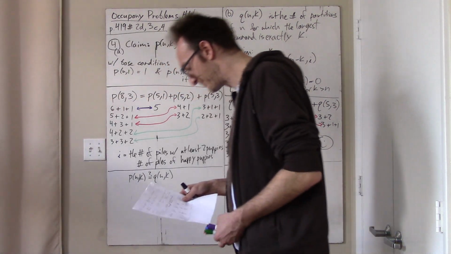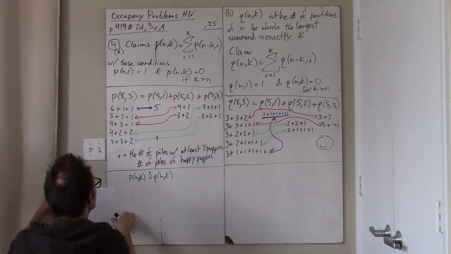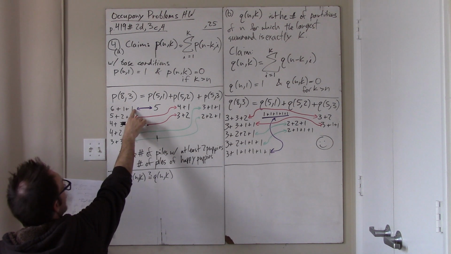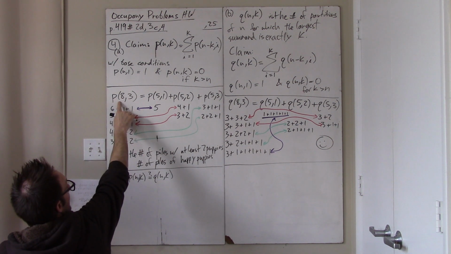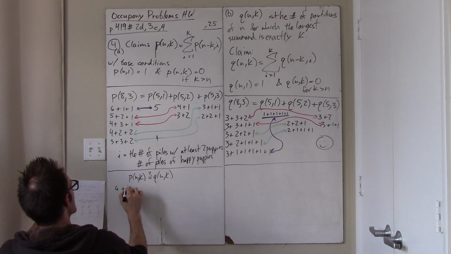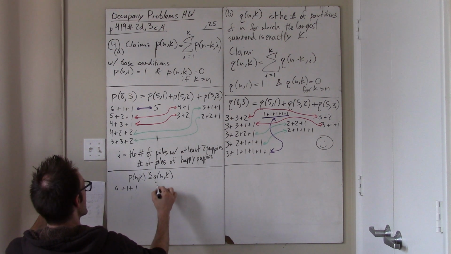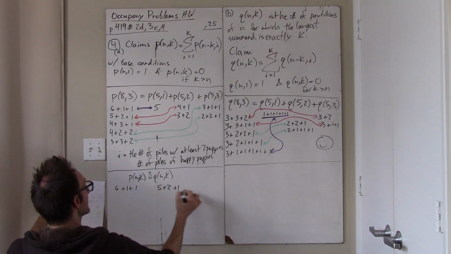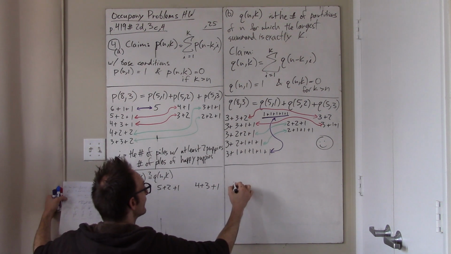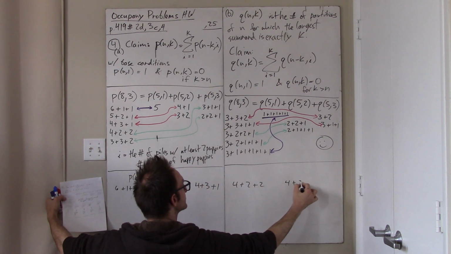Okay, so smart people have told me in the past that I can do this visually with a diagram. And so let's take the 5 ways of representing P(8,3) and put them into a diagram. So there's the 6 plus 1 plus 1 way. There's, this is going to be a little hard to squeeze in, 5 plus 2 plus 1. 4 plus 3 plus 1. 4 plus 2 plus 2. And 4 plus 3 plus 1.